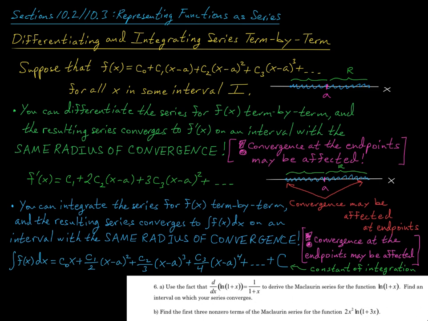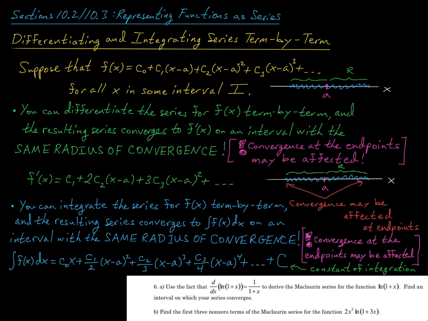So we can also integrate the series for f of x term by term, and the resulting series converges to the integral of f of x on an interval with the same radius of convergence. But just like we saw for differentiation, convergence at the endpoints may be affected. So integrating this series for f of x term by term, that's going to give us what? Well, integrating c0, that's c0x. Integrating c1 times x minus a, that's c1 over 2 times x minus a squared.